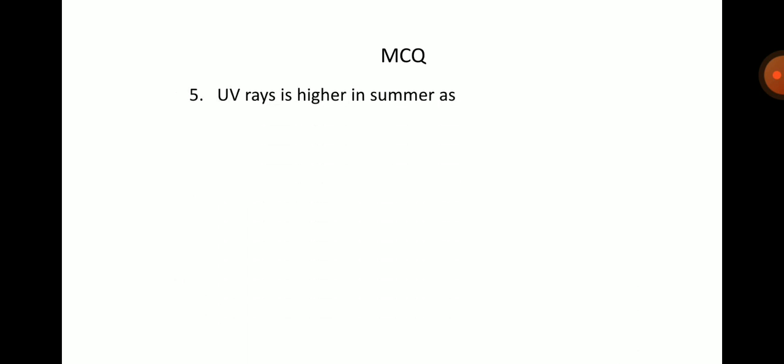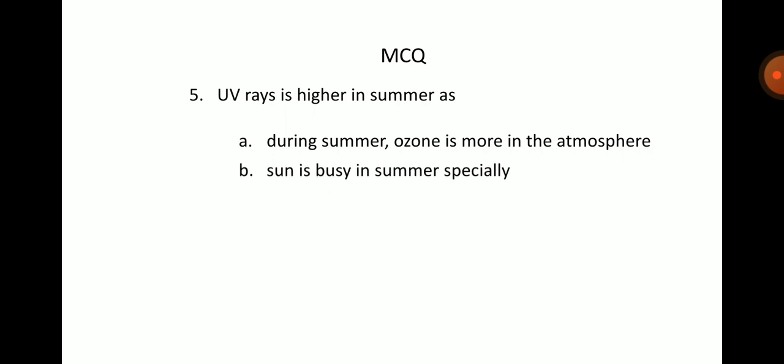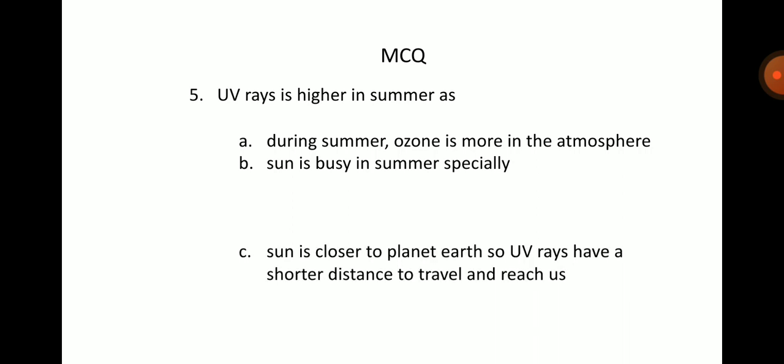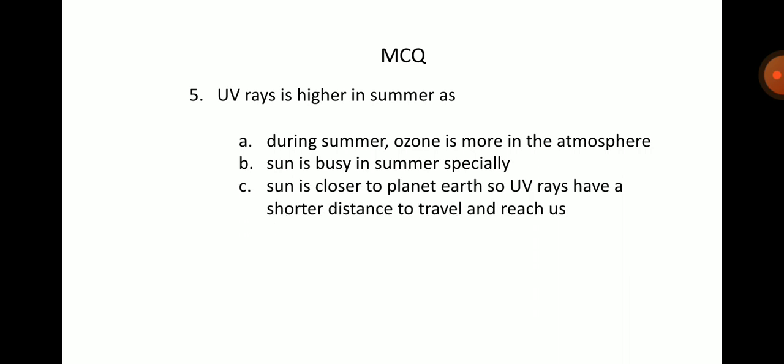The fifth question, UV rays are higher in summer as, options are A. during summer ozone is more in the atmosphere, B. sun is busy in summer especially, then C. sun is closer to planet Earth, so UV rays have a short distance to travel and reach us, and D being none of the above. The answer is option C.